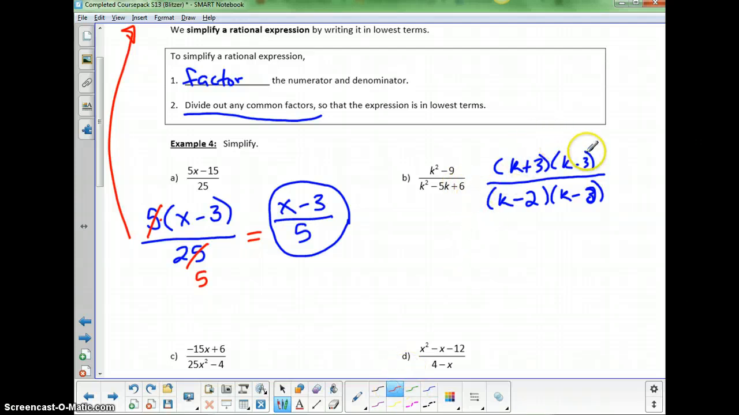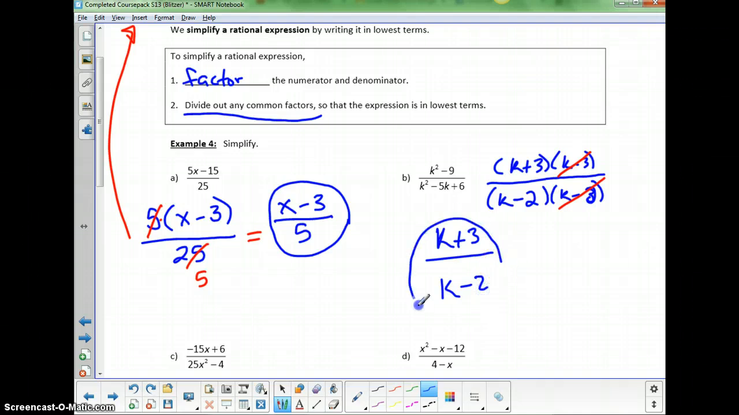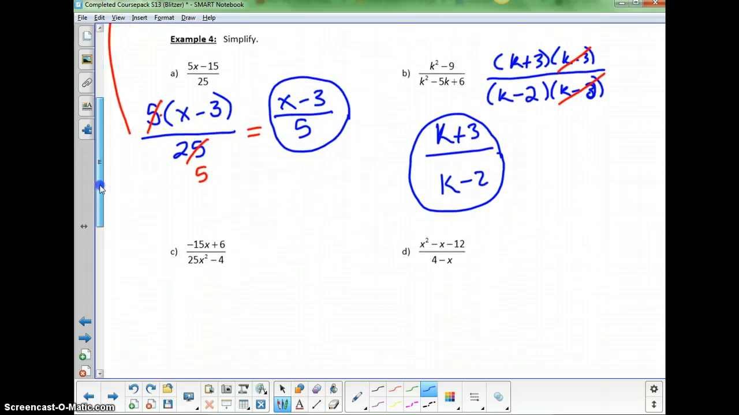Any common factors we have, we're going to divide out. So my k minus 3 and my k minus 3, we're going to divide those out. And what's left is going to be k plus 3 on the top over k minus 2 on the bottom. Okay, let's try some more. Let's look at part C.